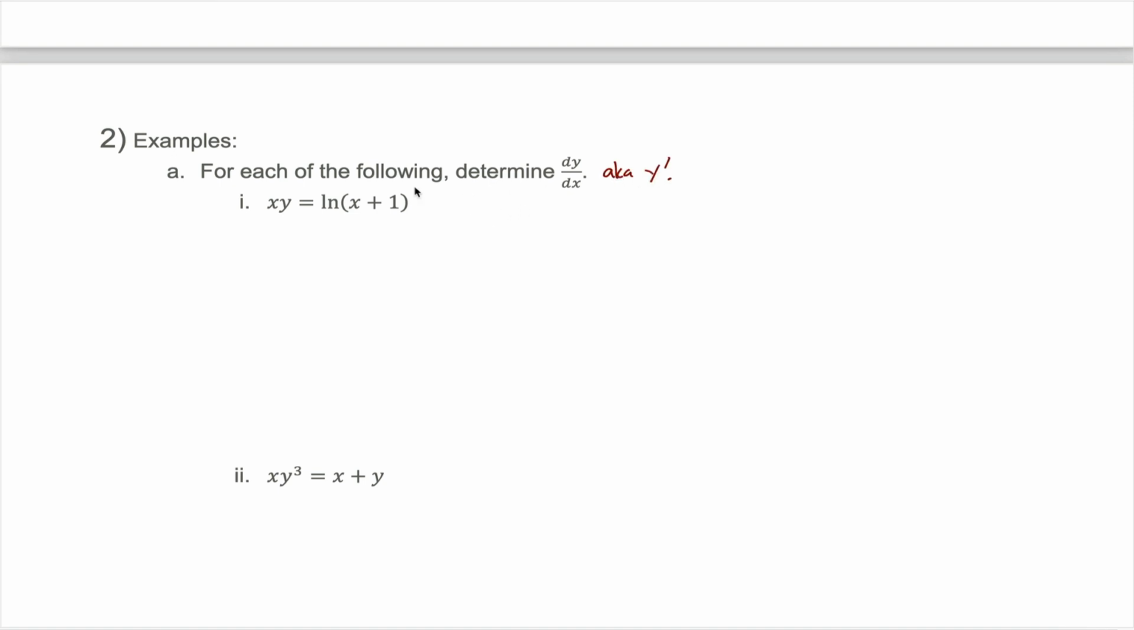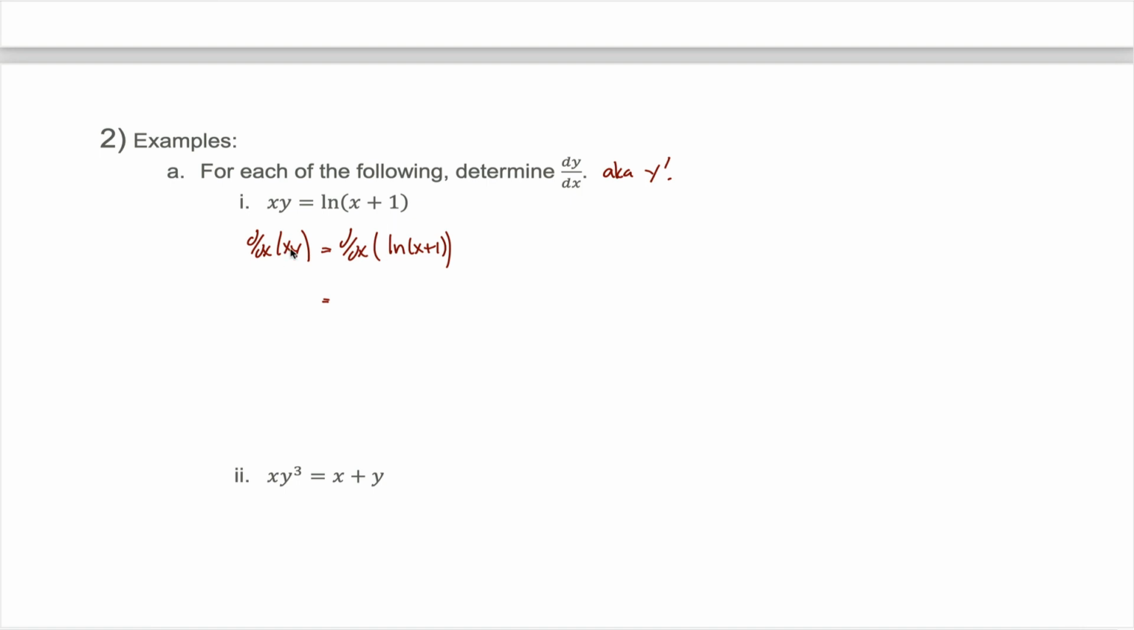The way we're going to do that in each case is we're going to take the derivative of both sides of the equation. So in this first one I have that xy equals the natural log of x plus 1. Therefore, the derivative of xy must be the same as the derivative of the natural log of x plus 1, which kind of sets up two different problems, right? One on each side of the equal sign.